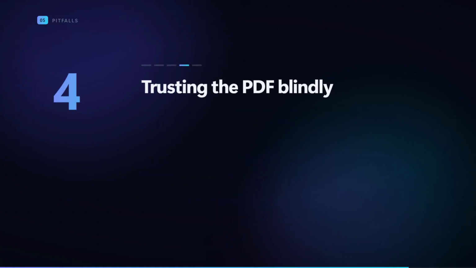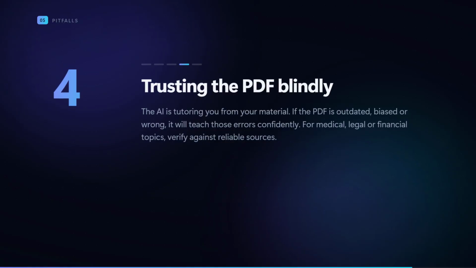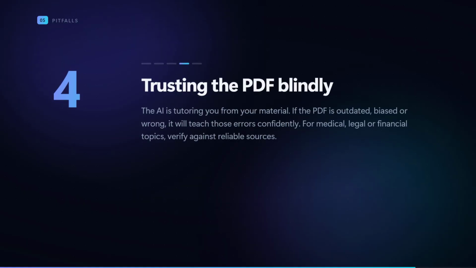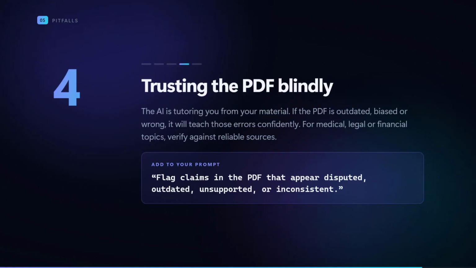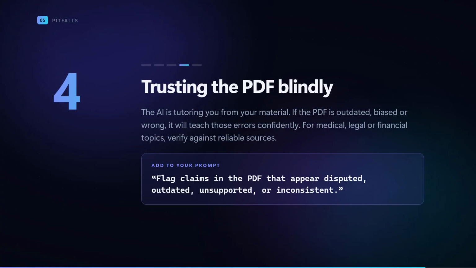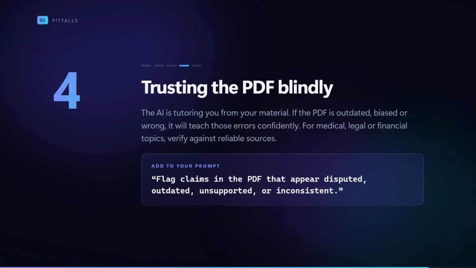Pitfall 4, trusting the PDF or the AI blindly. The AI is tutoring you from the uploaded material. If the PDF is outdated, biased, or factually wrong, the AI may teach those errors confidently. So for important subjects, flag claims in the PDF that appear disputed, outdated, unsupported, or inconsistent. And for medical, legal, financial, or rapidly changing subjects, verify important claims using reliable external sources.